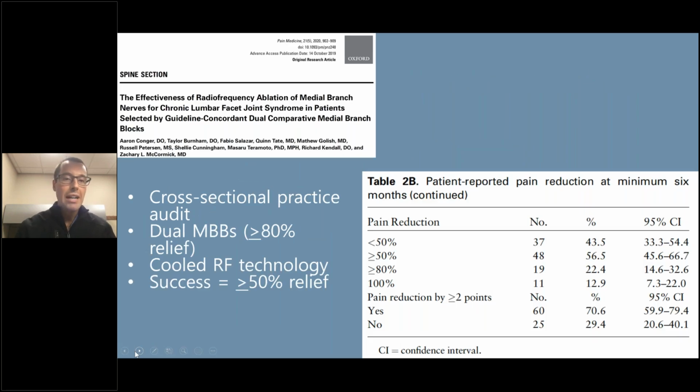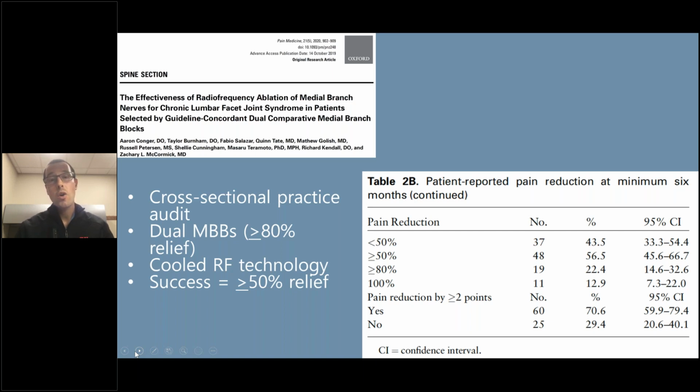This is some of our own practice audit data that we recently published in Pain Medicine. So these were patients that we selected by dual medial branch blocks. We used cooled RF technology in this case, not conventional technology. This is with a 4mm active tip. And you can see in table 2B that we saw approximately a 57% responder rate, if we were considering success to be at least 50% reduction in pain, and this is at 6 months.